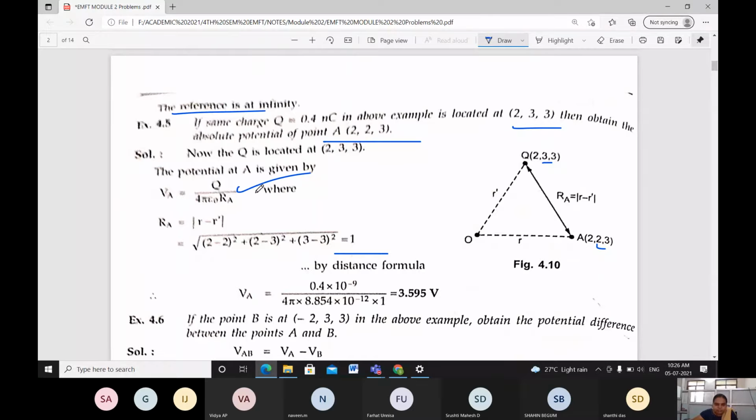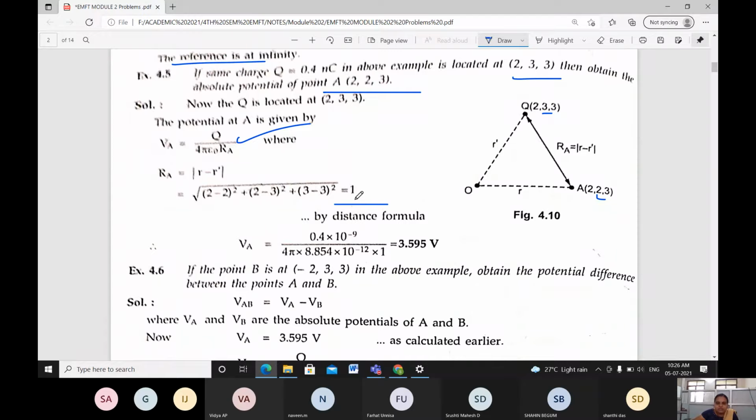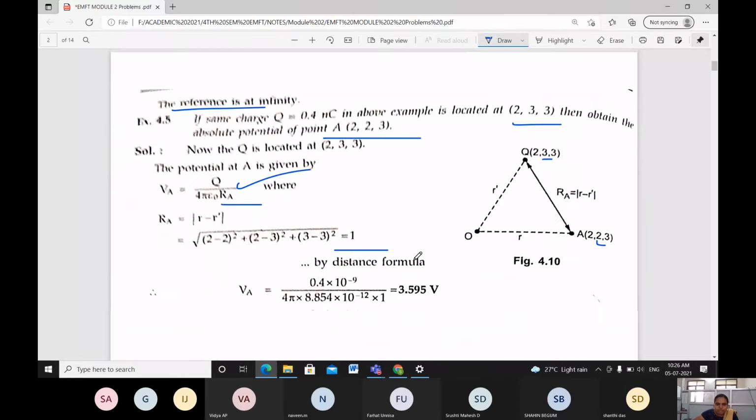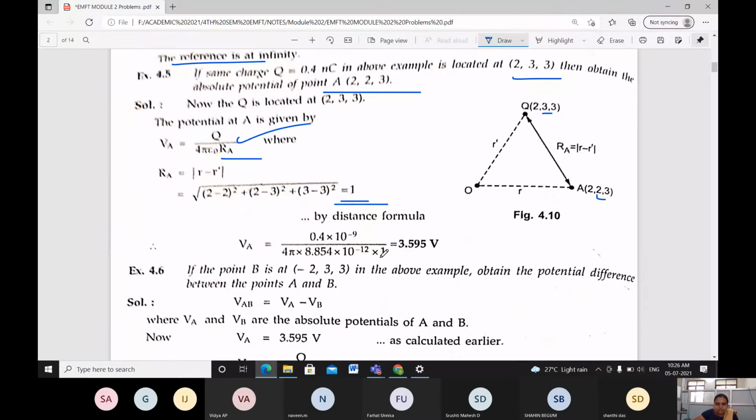The equation remains the same, that is VA equals Q divided by 4 pi epsilon naught into RA. Just the distance is changed here. Therefore, just substitute the new RA; everything else remains the same from the previous case. The value we got is 1, that you have to substitute. Then just calculate and you will get 3.595 volts. This is the value you will be getting.